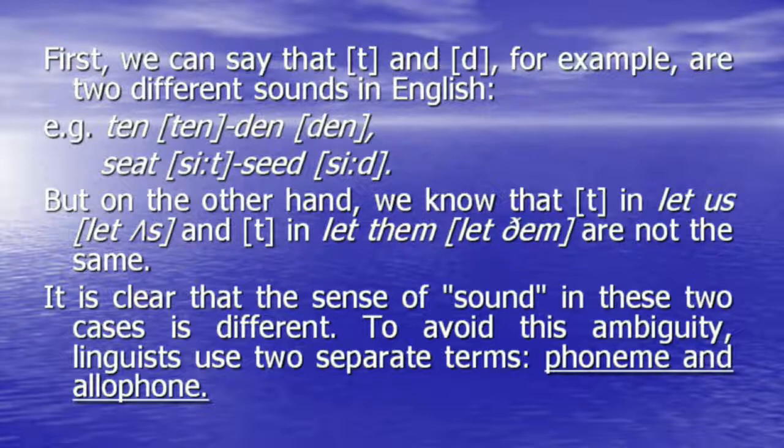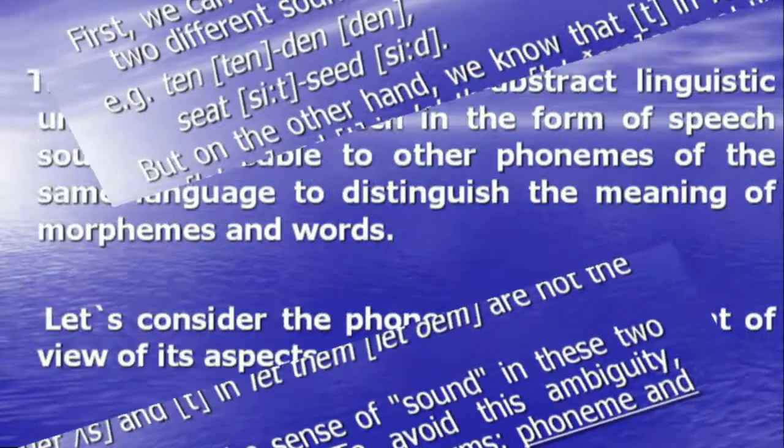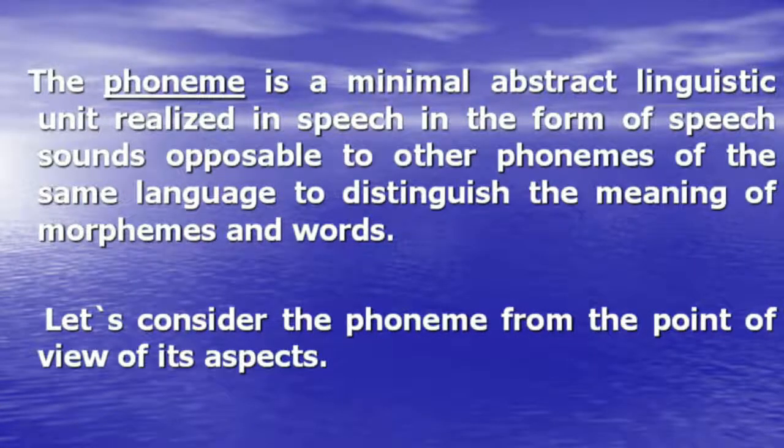To avoid this ambiguity, linguists use two separate terms, phoneme and allophone. The phoneme is a minimal abstract linguistic unit realized in speech in the form of speech sounds opposable to other phonemes of the same language to distinguish the meaning of morphemes and words.